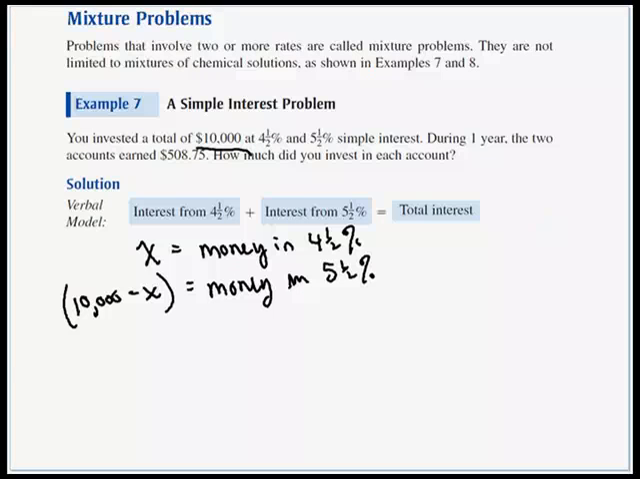Alrighty, let's start plugging this into our verbal model. And don't forget this 4.5%. That is going to be 0.045. And this 5.5% converted to a decimal is 0.05 would be the 5%, and the half would be another 0.005, so 0.055.